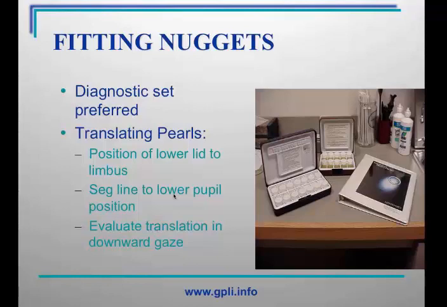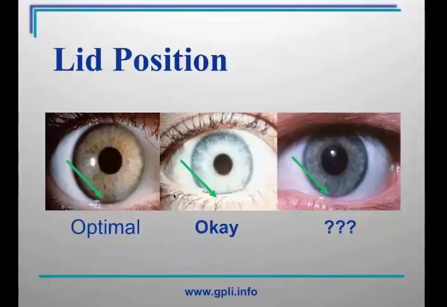This is good. This is still fine. It's a little bit high, but that typically will result in success. This is borderline low. You're getting close to that 1 millimeter below the lower limbus where these lenses will not get into a position where they will translate when the patient looks down.